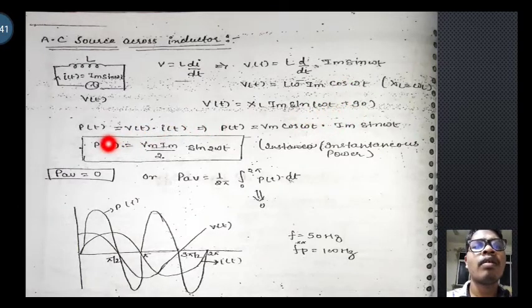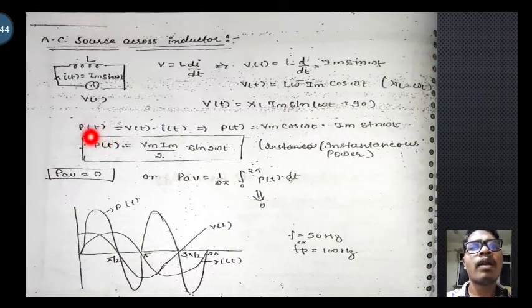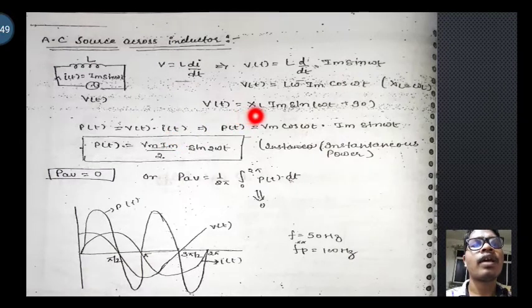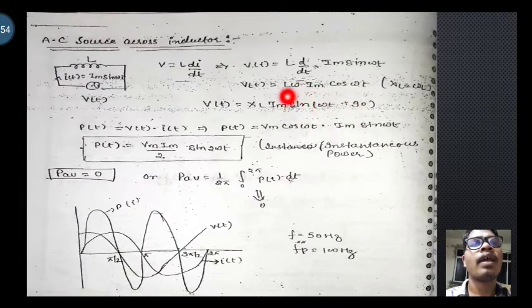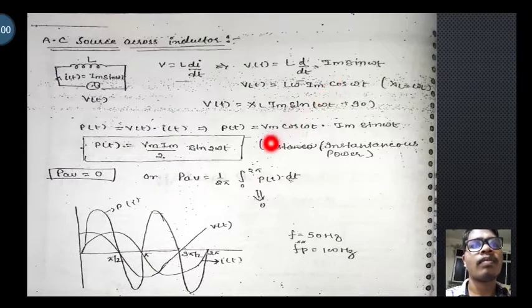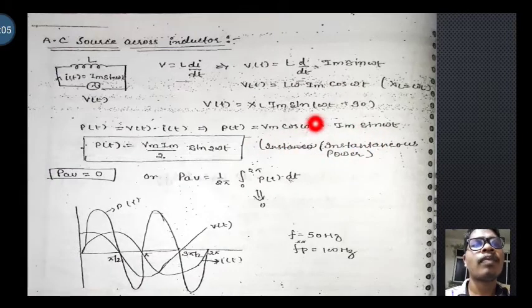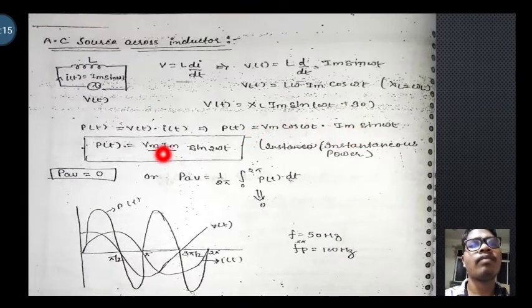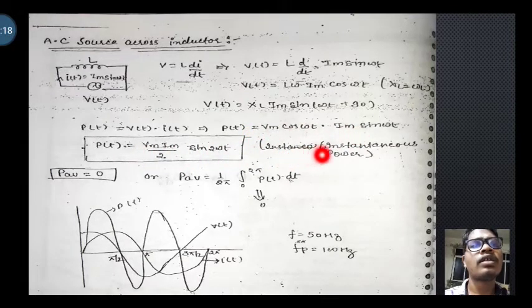So the instantaneous power is equal to V(t) into i(t). The V(t) formula is XL Im sin(omega t + 90 degrees), or L omega Im cos omega t. Put this formula: V(t) is equal to Vm cos omega t, into Im sin omega t. Here cos omega t and sin omega t multiply, and you will get sin 2 omega t divided by 2 and Vm Im. So this is the instantaneous power.